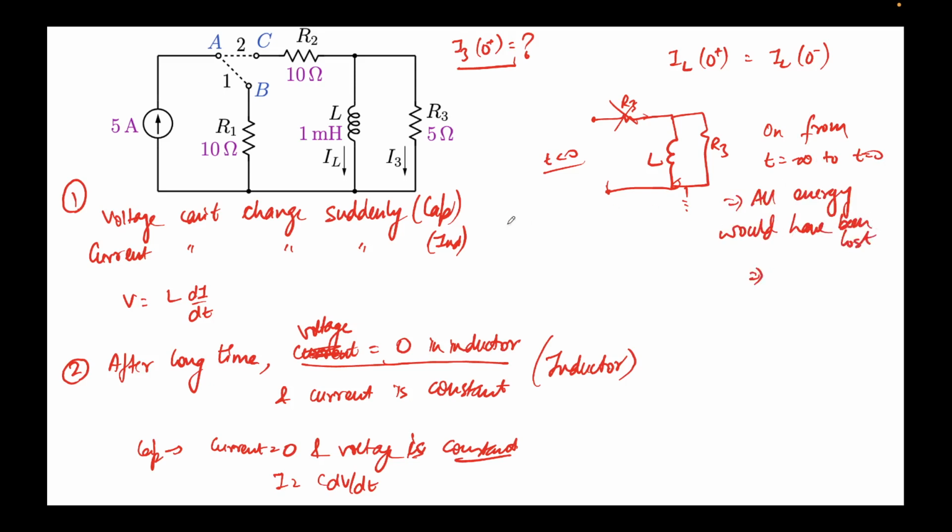What this would mean is that there would be no current flowing, because if you remember, the energy expression in an inductor is half L i squared. This means that IL at 0 minus should be equal to 0. No current would have been flowing, 0 amps. So this would also imply that IL at 0 plus will be equal to 0 amps. So no current would be flowing inside this inductor even just after the switch goes from this configuration to this configuration. Okay, so that's the case.